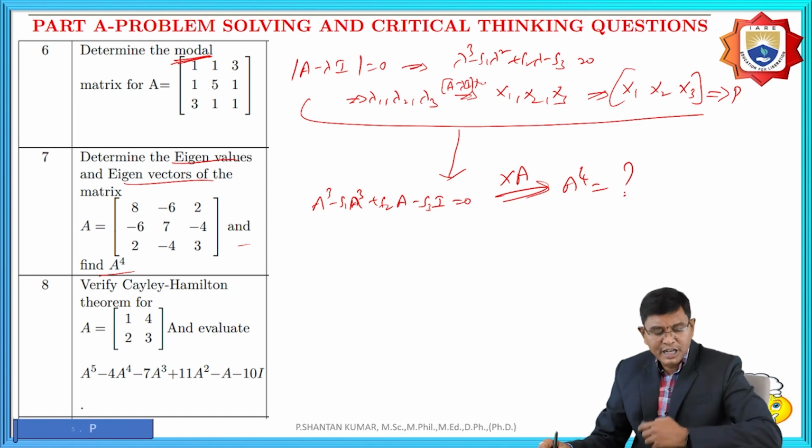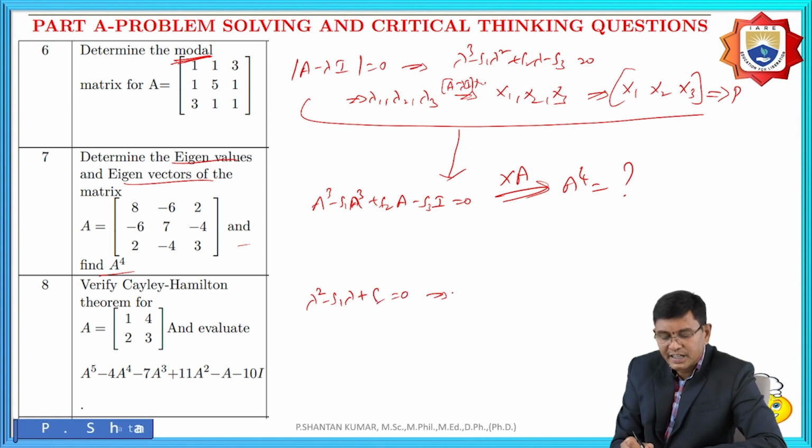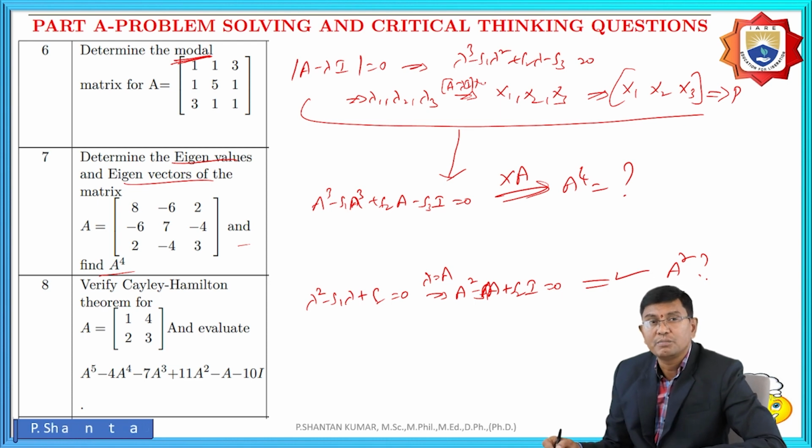And next, verify the Cayley-Hamilton theorem. Verify means, whatever the equation is, that is, lambda square minus s1 lambda plus s2 equal to 0, we need to replace lambda with A. That is, A square minus s1 A plus s2 I equal to 0. From this equation, we need to check that it is satisfied, by finding A square, where A is the given matrix and I is the unit matrix.